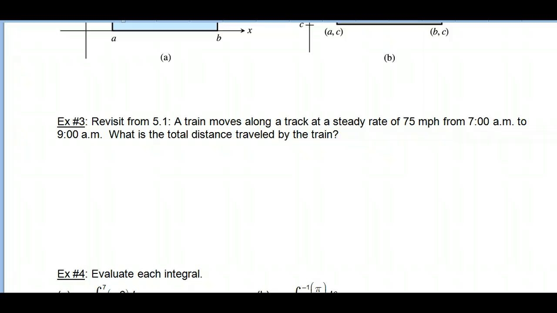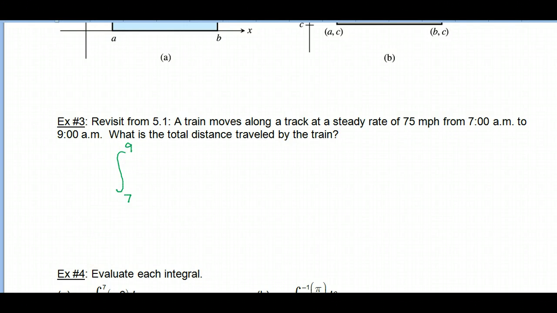A train moves along a track at a steady rate of 75 miles per hour. So what I want to do is use integral notation to write this out. I want the integral. Who can tell me, what would be my bounds? What's my lower bound? 7 in the morning. And what's my upper bound? 9.